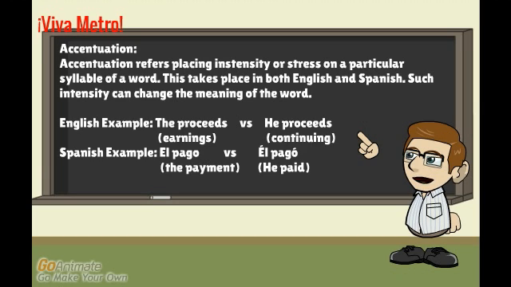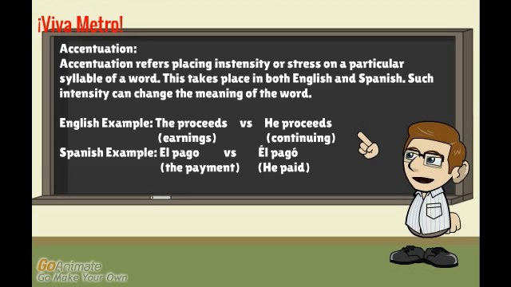Accentuation refers to placing intensity or stress on a particular syllable of a word. This takes place in both English and Spanish. Such intensity can change the meaning of a word. Take a look at the following examples. The first one, our English example, is the proceeds, meaning earnings, versus he proceeds, which refers to continuing. Sadly, in English, we don't have any type of written accent mark to show which one is which. We have to know based on context.